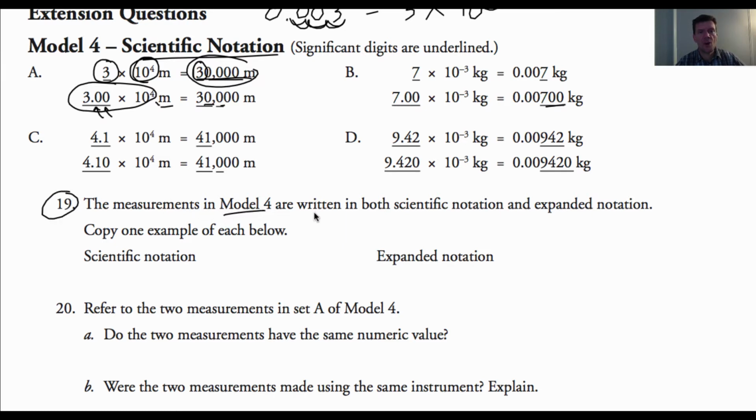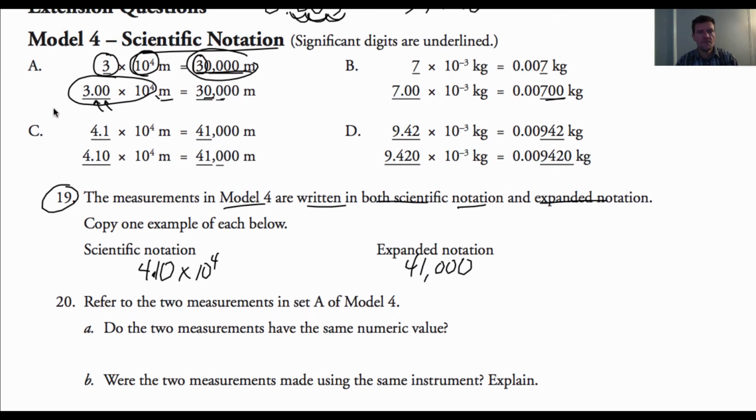The measurements in Model 4 are written in both scientific notation and expanded notation. Copy one example for each below. All right, scientific notation is the 4.10 times 10 to the 4th, and the expanded is 41,000. Refer to the 2 measurements in set A of Model 4, right here. Do the 2 measurements have the same numeric value? Numeric value, yes, 30,000, 30,000. They both have the same numeric value.